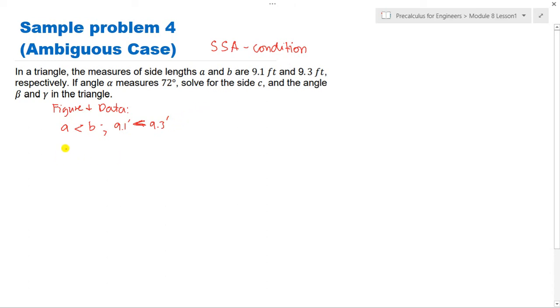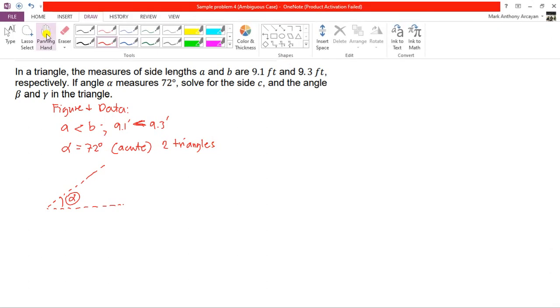If the angle alpha measures 72 degrees, that is alpha is equals to 72 degrees, so this is an acute angle. So this is from the second condition. Solve for side C and the angle beta and gamma in the triangle. So since naman is ikaduha conditions ang gi-discuss from the previous slide, aya possible drawing is this one. Kay pa-acute man siya. This is alpha. Okay? Since si A kay less than daw ni B, asa man siya mabilong? Actually, first. So, therefore, if that is from the first statement, we have two possible triangles. So, natay duha ka triangles.